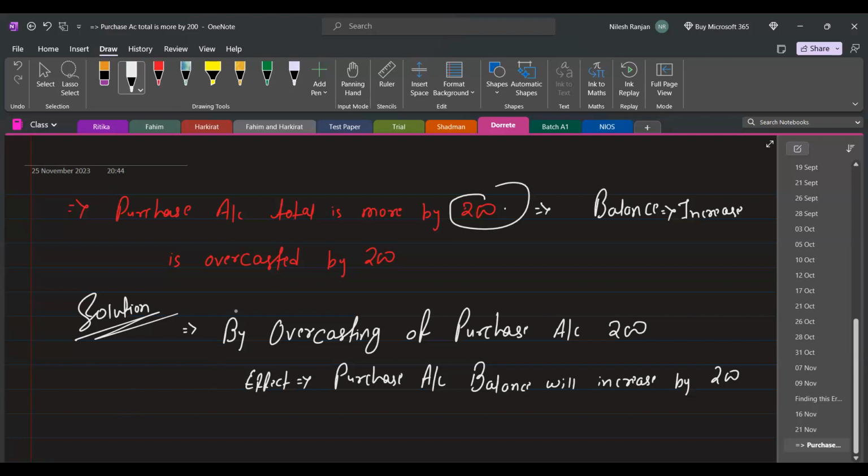Why have I written "by" here? Do you know? Because it's on the credit side. And why is it on the credit side? Because it's overcasting of purchases, so we have to deduct that 200. Actually, whenever we prepare a purchase account, we write everything on the debit side of the purchase account. So that's why we wrote it on the opposite side. Yes, sir, I understood.